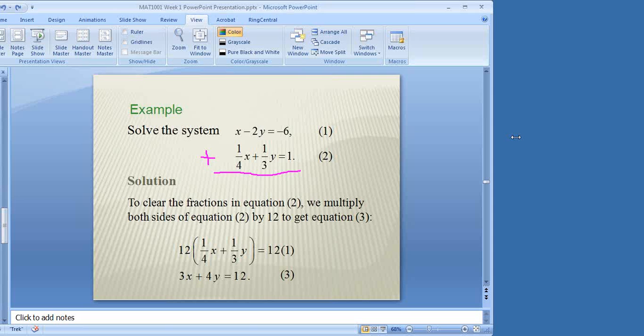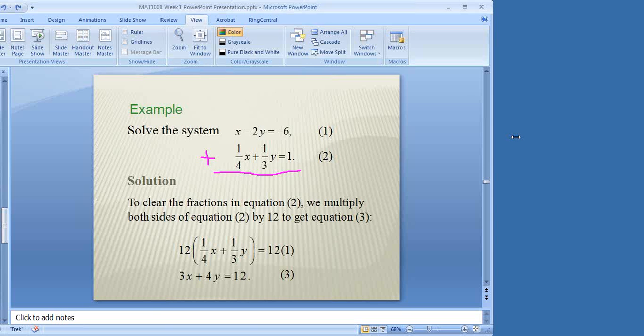And I did that here on the second equation, and I'm now calling it equation 3 at the bottom. This is kind of a big idea, because you're not going to want to mess around with a fourth and a third if you don't have to. If I multiply each and every term in that second equation by 12, how did I pick 12? Well, 12 is the least common denominator of 4 and 3. So if I multiply everything by 12, things get to cancel.